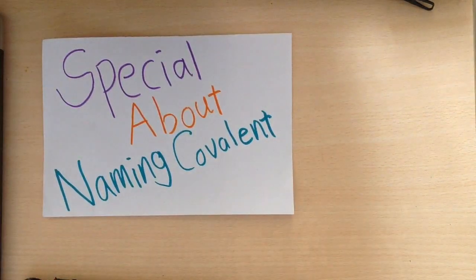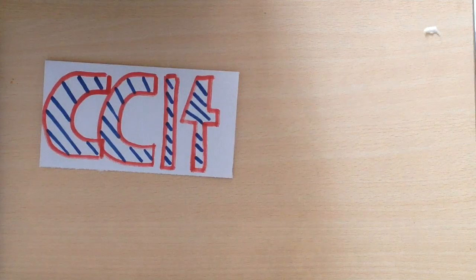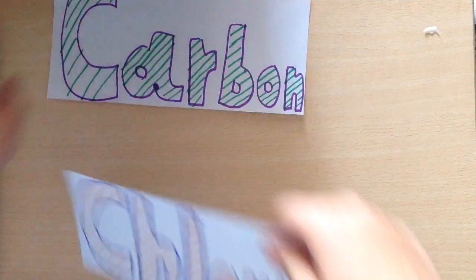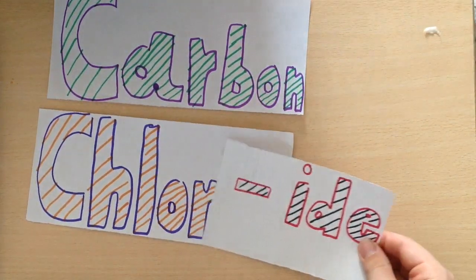Moving on to covalent compounds, which can be a bit more complicated. When naming covalent compounds, you will need to keep in mind the charges that the elements have. For this example, we'll use CCl4. First, we'll use the first step from naming ionics. We'll split the elements. CCl4 will be split into carbon and chlorine.